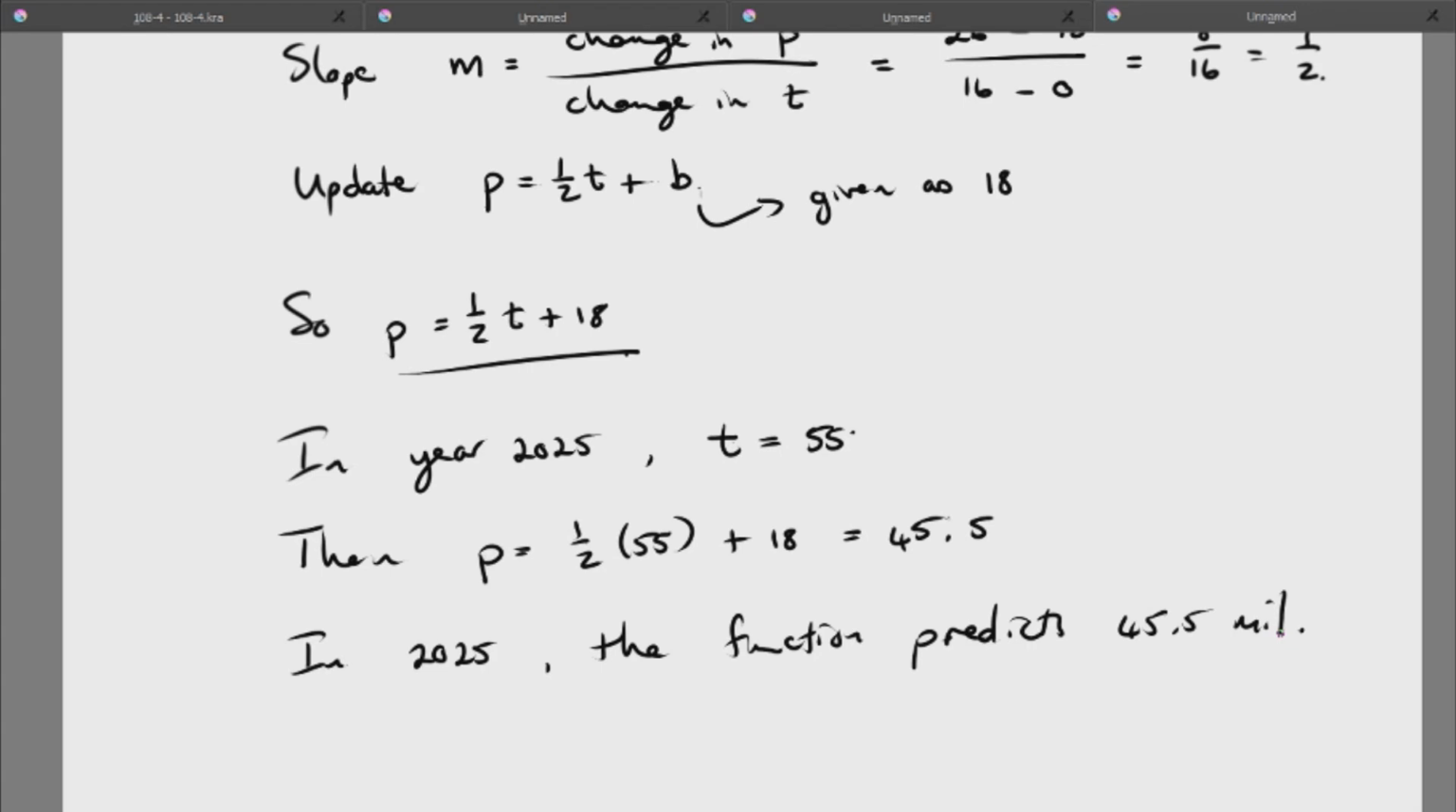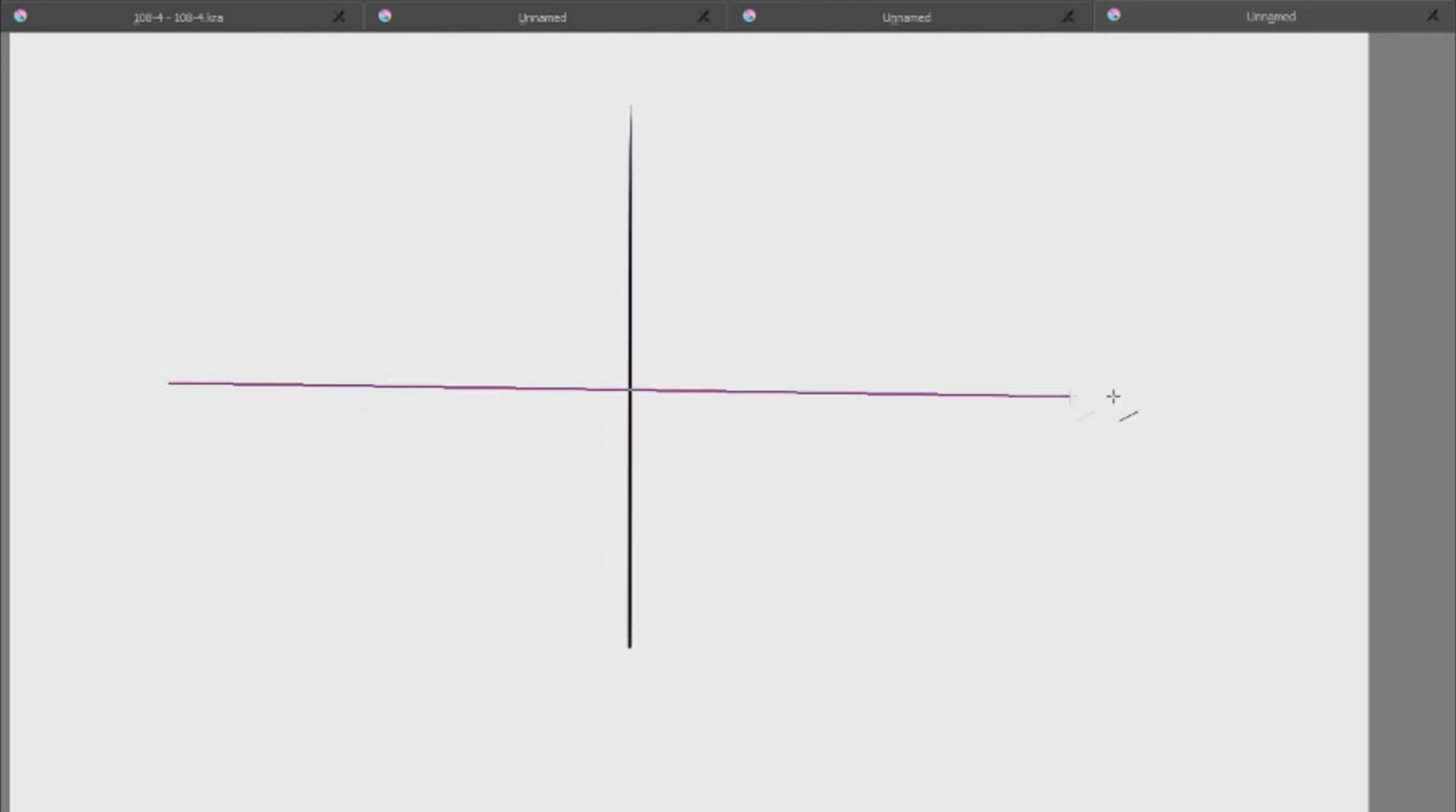Usually, when you get a linear function to use as a prediction, it has very limited use. You can't, oops, this is t. You can't look very far into the future.